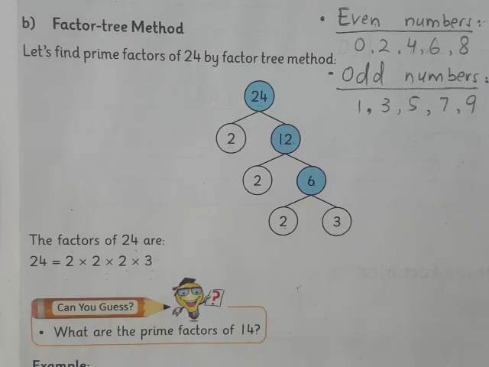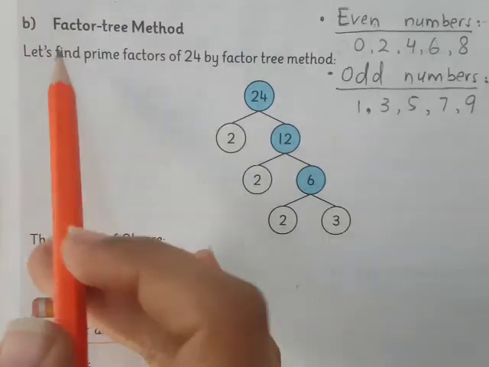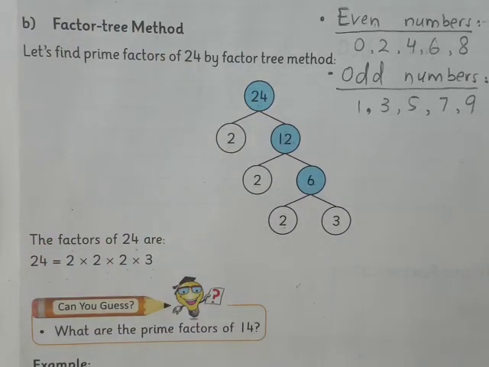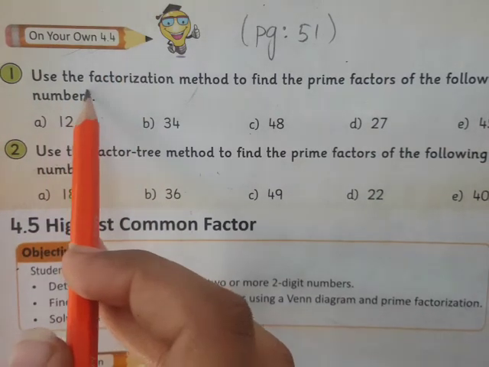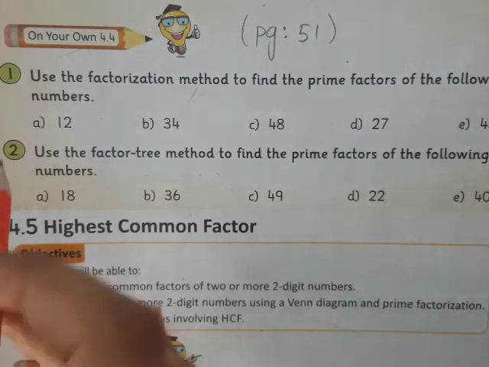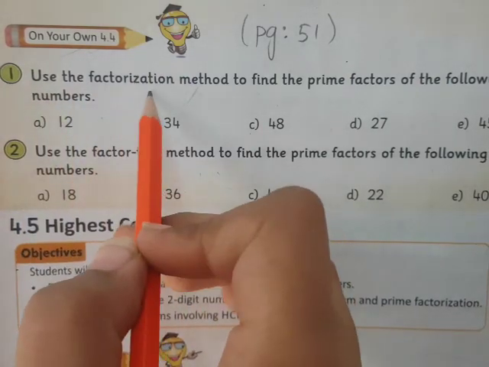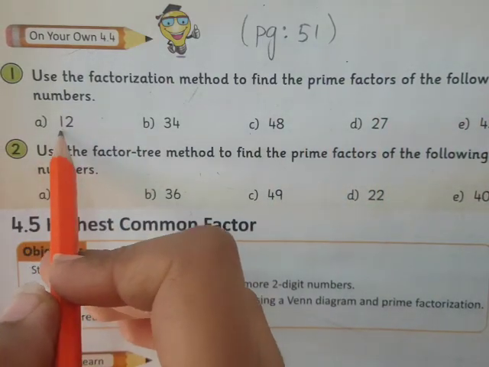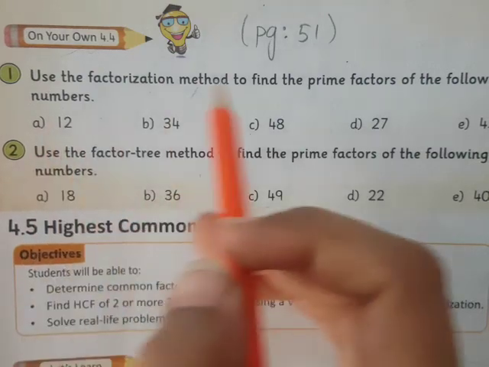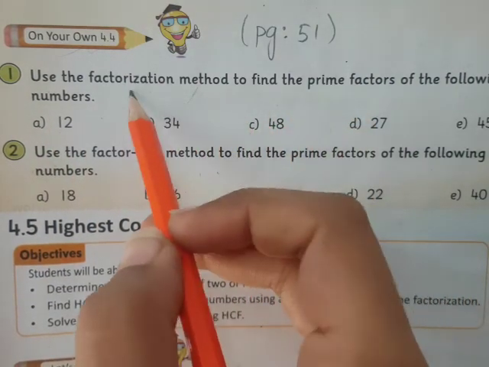We can factorize the numbers by both the factorization method and factor tree method. You will get the same answer. Class 4, now take out your math books and open page number 51, exercise on your own 4.4, question number 1. Write the question in your notebooks and let's do the first part of this question. Use the factorization method to find the prime factors of the following numbers. The first one is 12.